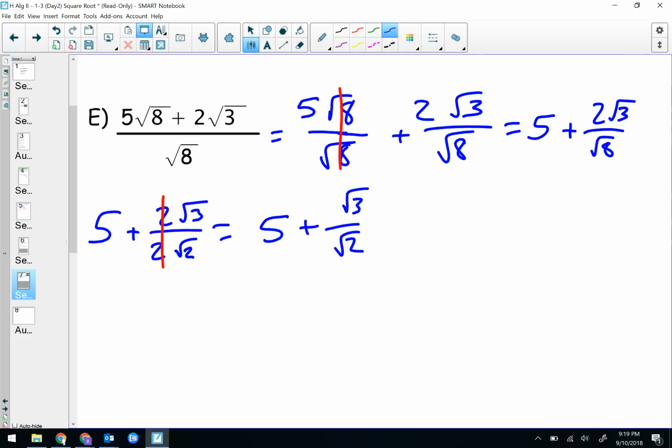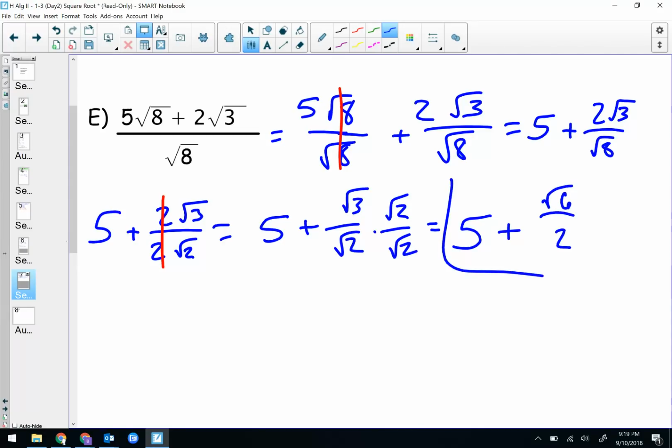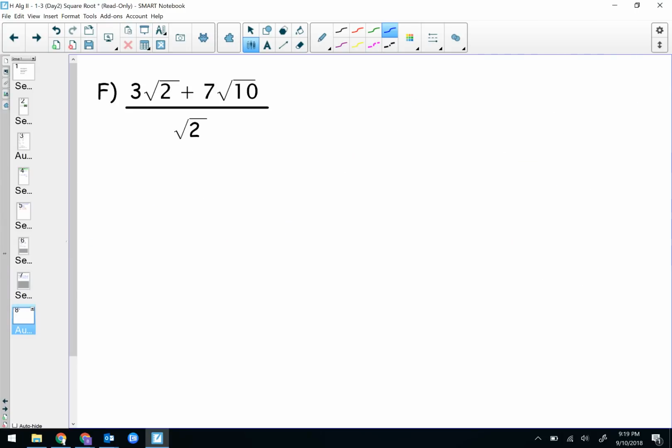Now I can rationalize this. It's not fully simplified yet because there's still a radical in the denominator. Rationalize by multiplying by radical 2 over radical 2. So we get 5 plus, don't lose that 5 plus, 5 plus radical 6 over 2. There's my answer. Okay. Try this one, pause it, try this one, and then see if you can figure it out.